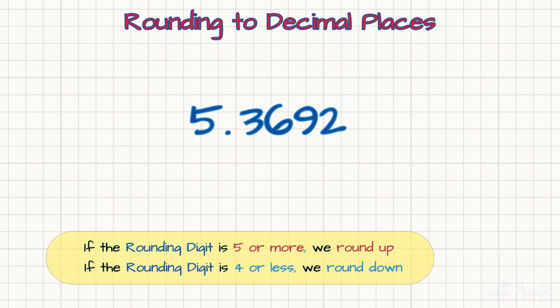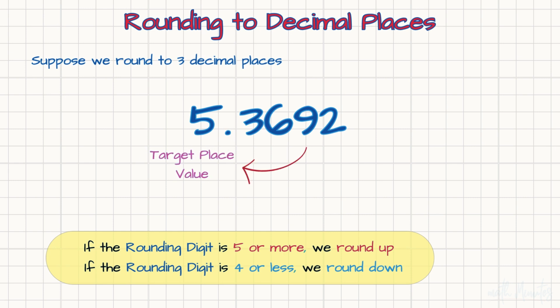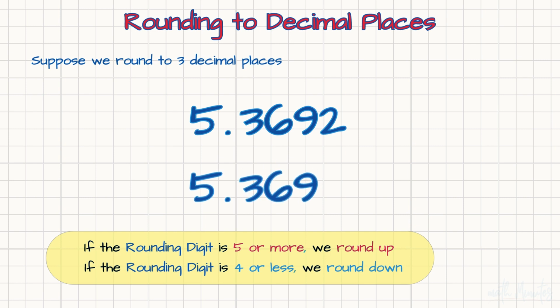Now, let's round 5.3692 again, but this time we'll round to 3 decimal places. The last digit that we want to keep is in the thousandths place in this example, and the rounding digit is to the right of this in the 10,000ths place. We see that the rounding digit is 2 this time, and since this is less than 5, we round down. This means that the target place value stays the same, and the number rounds down to 5.369.